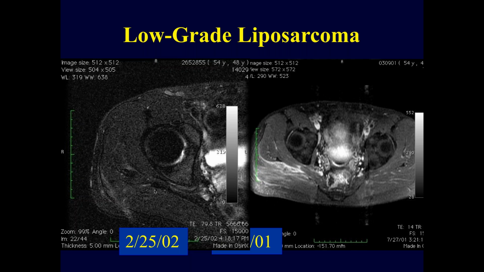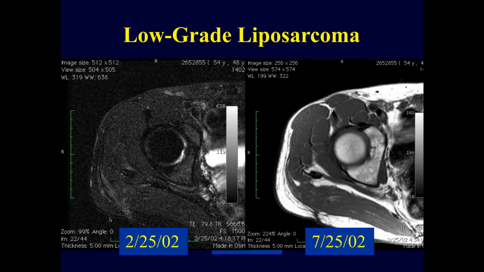So you can see the edema has gone away. And there's possible hypointense dropout, and a little bit of fat interspersed. They didn't have a straight T1 in the axial plane when the patient came back. Then the patient came back 5 months later, and this is a straight T1, but they didn't have a fat-suppressed T2 to compare with the prior one. So we're comparing apples and oranges here.